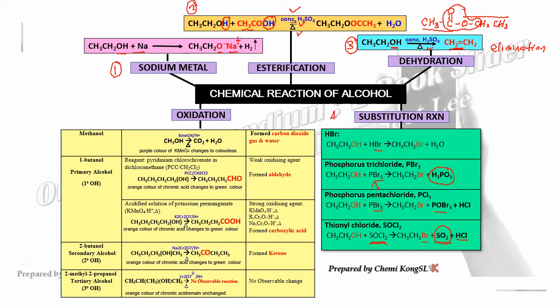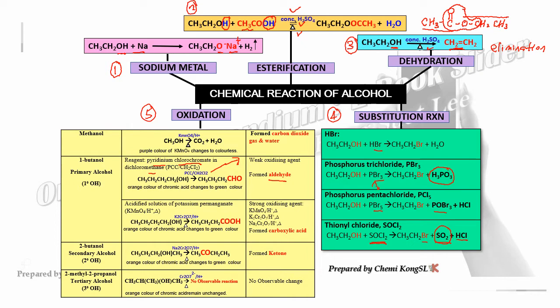Okay. And then the fifth one, something new for you all, oxidation. Okay, we have to check for the reagent as well. Okay, for primary alcohol, when it reacts with PCC, CH2Cl2. What is PCC? The name of the PCC is pyridinium chlorochromate in dichloromethane. Dichloromethane is the solvent. It will form aldehyde because PCC is a weak oxidizing agent.